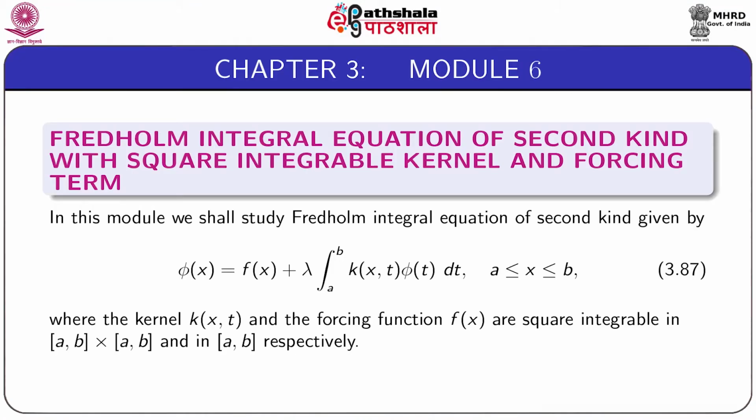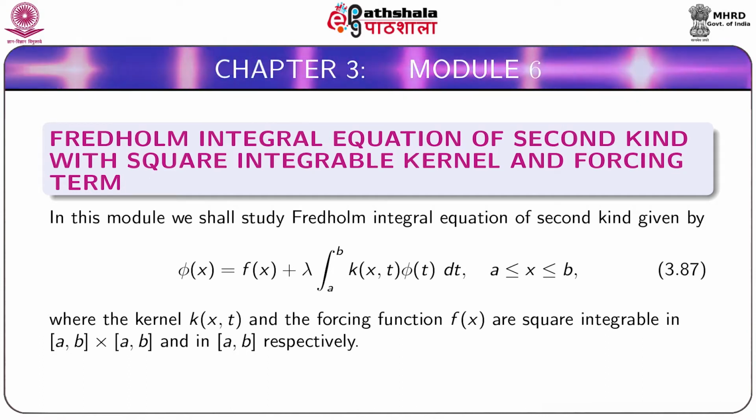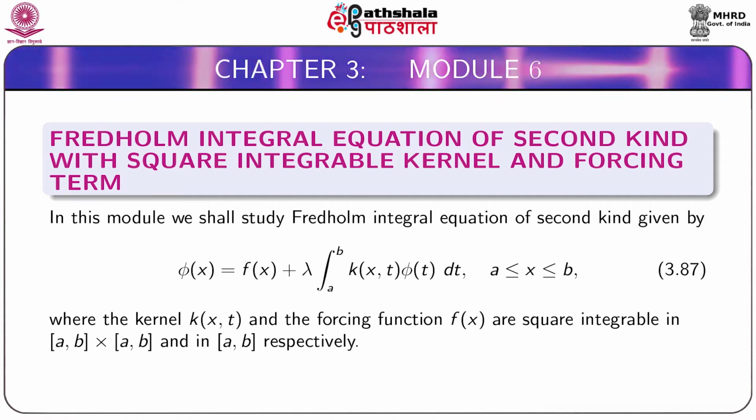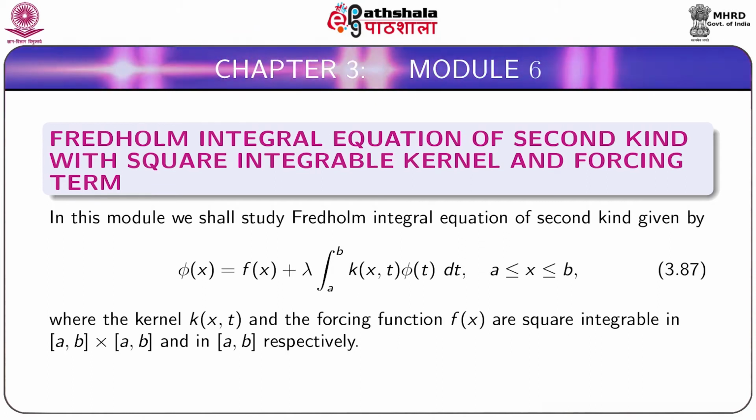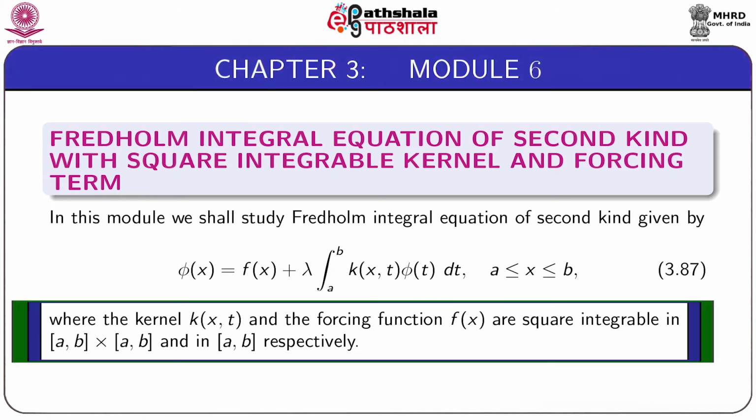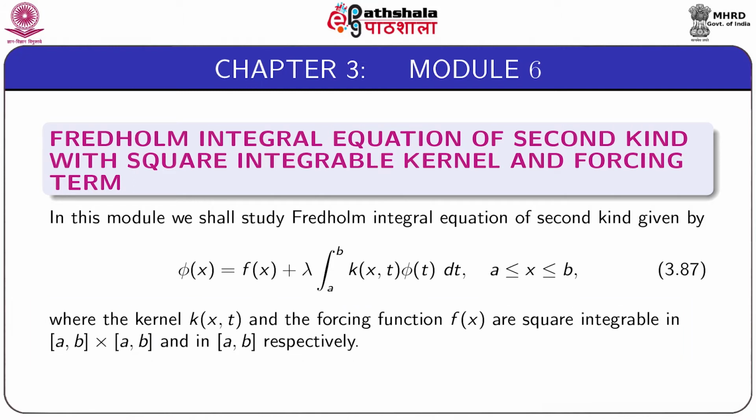Now we consider the Fredholm integral equation of second kind given by equation 3.87, where the kernel k(x,t) and the forcing function f(x) are square integrable in the square [a,b] cross [a,b] and in the interval [a,b] respectively.